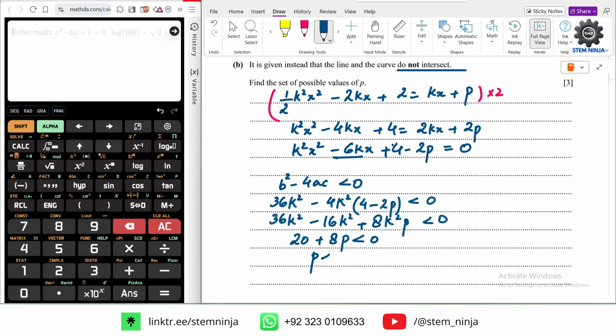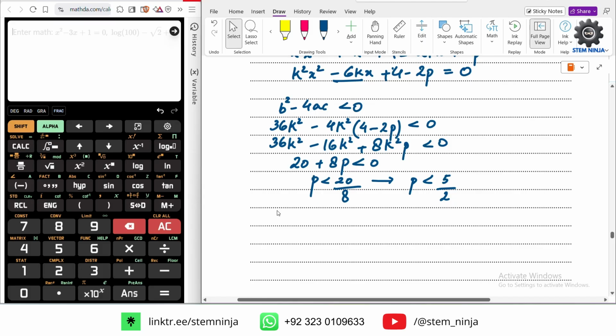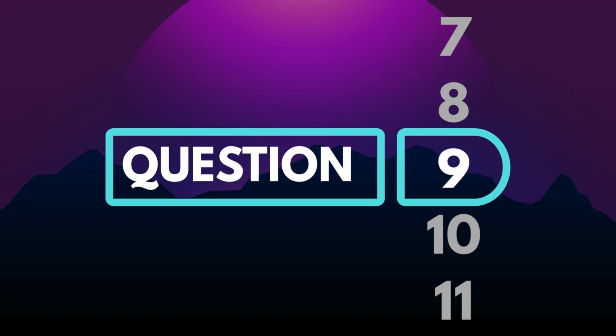So p is less than 20 over 8, which is 5 over 4. Sorry, 5 over 2. Yeah, that's it. Alright, so that's it for this question. Let's move on to the next one.